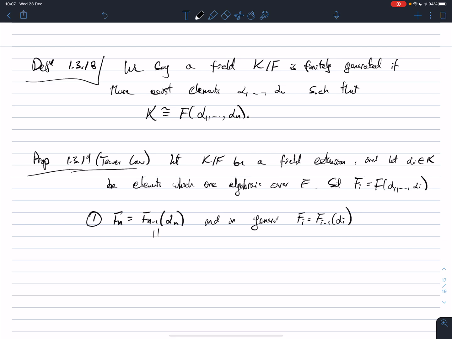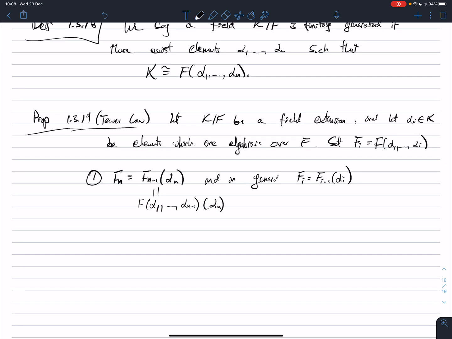Remember, this is the same thing as F(alpha 1, ..., alpha n minus 1), then I've adjoined alpha n. So I'm just saying that if you have some field like this, and then you adjoin some extra element, you can just put it inside the brackets. Alpha n is where you put the n in here, and similarly for the previous ones. So if I take this finitely generated field and adjoin another element, it's the same thing as if I took F and had adjoined n elements to it.